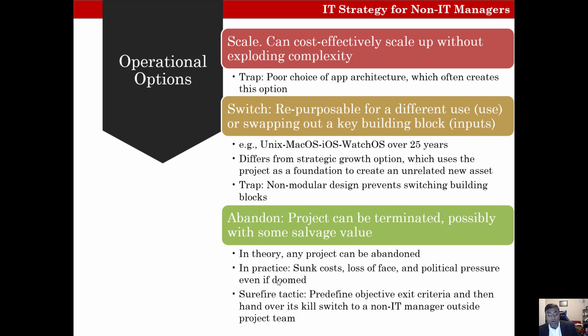Escalation of commitment to doomed projects is more common because human nature is to fight rationality. The single way to embed an abandonment option is for non-IT managers to predefine project exit criteria using objectively quantifiable milestones and then hand over the kill switch to a non-IT manager outside the project team, because there is a huge amount of emotional investment and it's very hard for people who are in that project to actually do the kill switch.